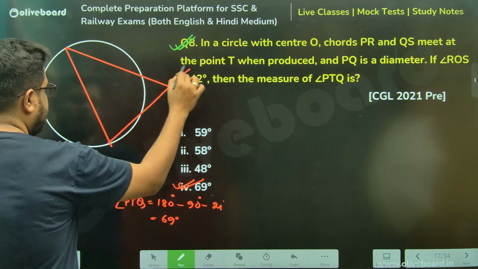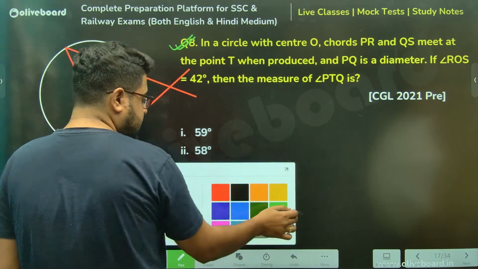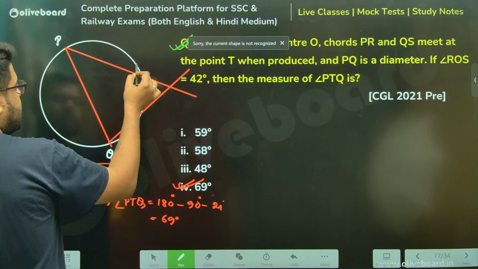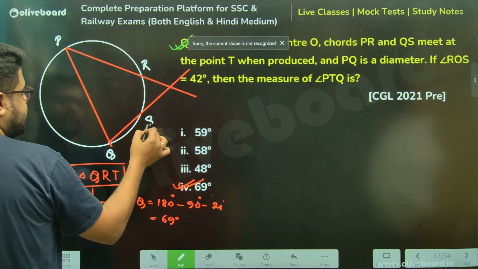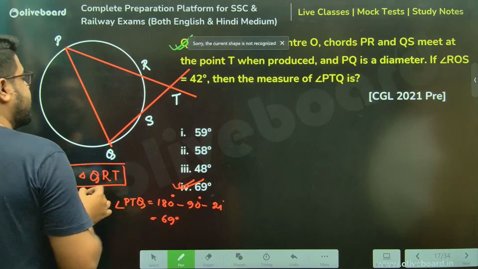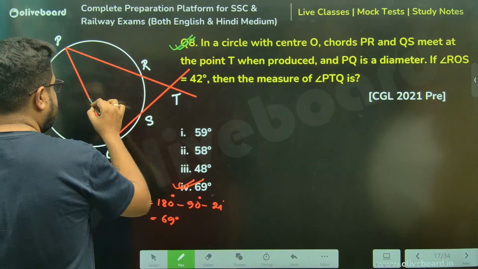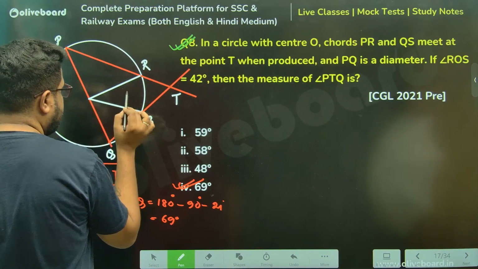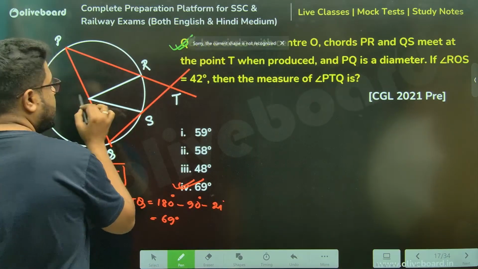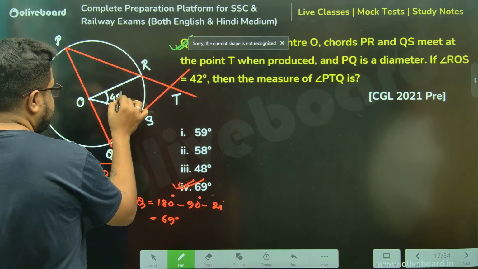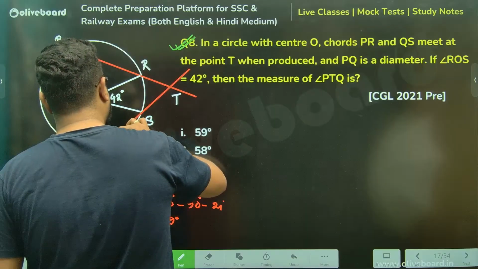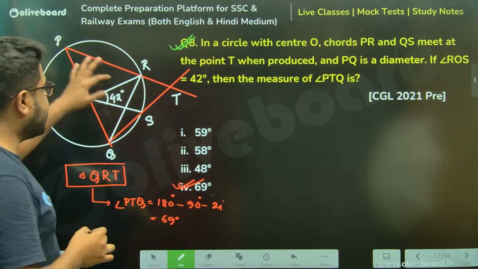They are saying this is P, this is Q, this is R, this is S, and this is T. Now they are saying ROS, O is the center. This is your center. This angle is 42 degrees. Now please understand what I did. I just joined QR. You could have joined PS as well.